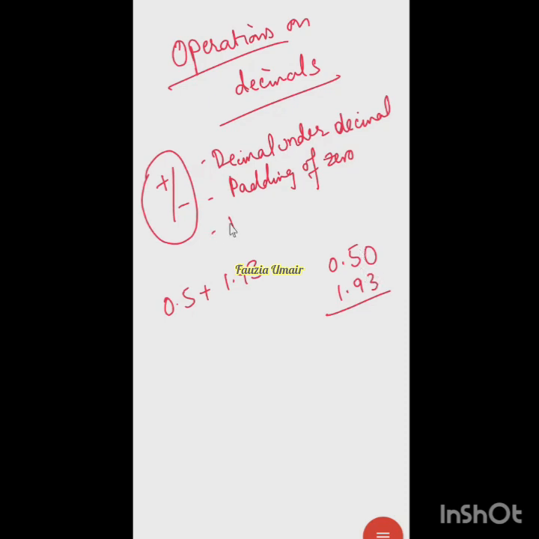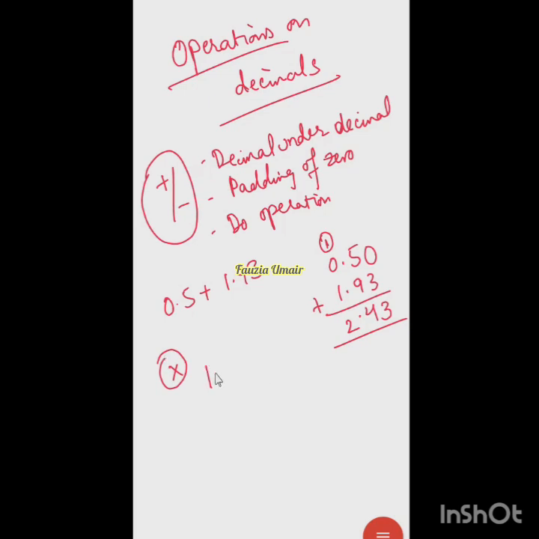So third is to do the operation. Okay beta? So now we need to add. I will simply add just like normal addition. This is 3, 9 plus 5 is 14. So 1 carry. So the decimal will stay in its place and this is 2.43. Okay? So the same is the case with subtraction. Okay beta? Is it clear? Yes, ma'am.